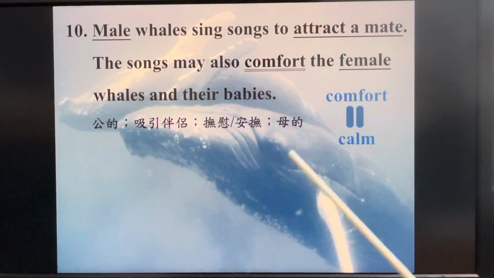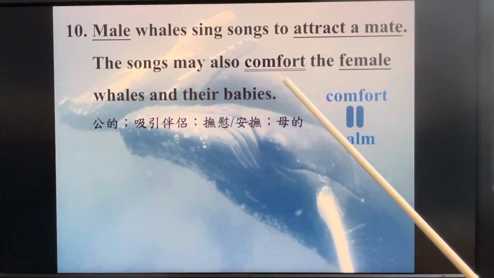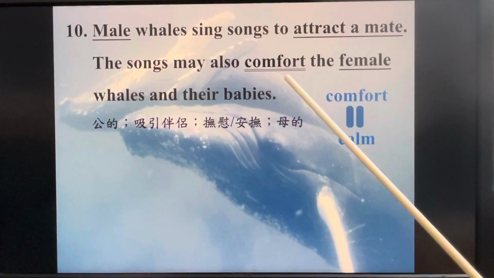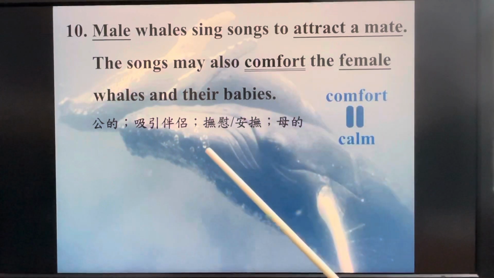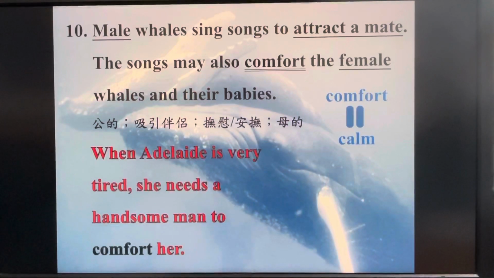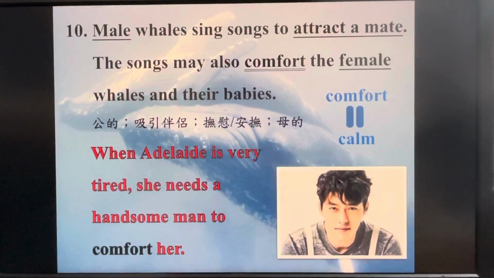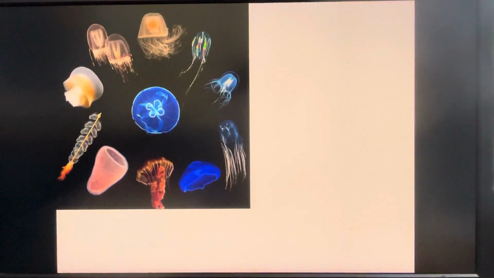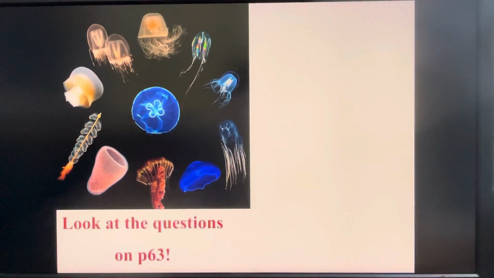So let's look at the usage of comfort. Here it is a verb. 这里是动词的用法，使什么人感觉到很安心。When Adelaide is tired, she needs a handsome man to comfort her. So handsome.